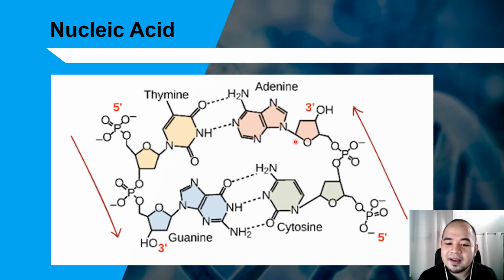Okay, and how do we count this one? We have the nitrogenous base here, and then we have the 1 here. So we have 1, 2, 3, that's the 3'. And then for this one, we have 1, 2, 3, 4, 5. That's the 5'. Okay? So the DNA is anti-parallel.